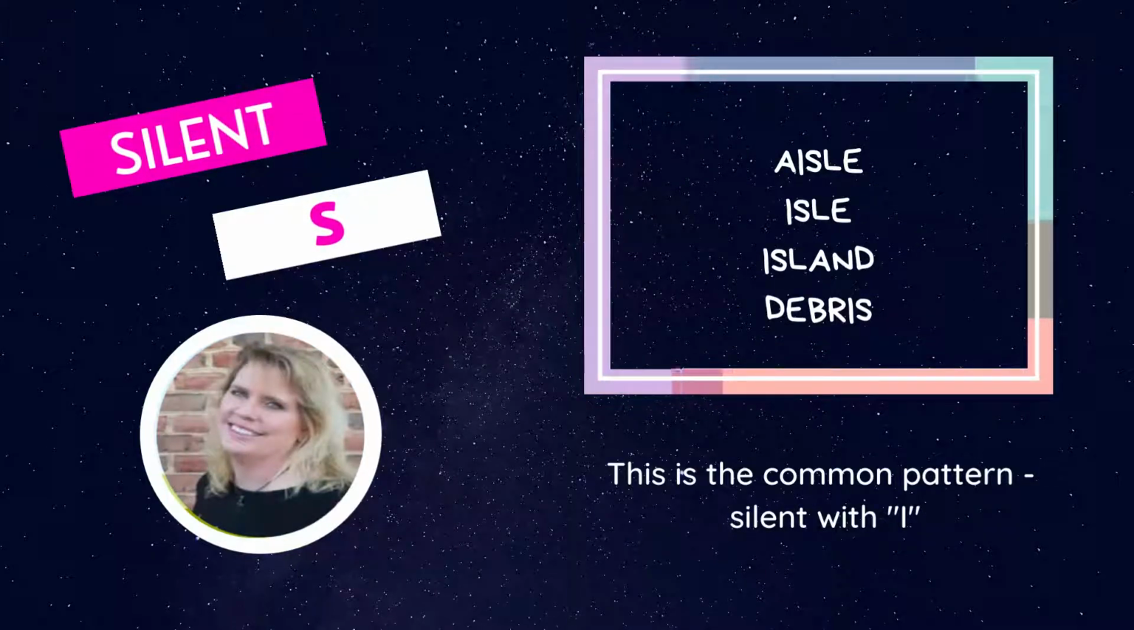Silent S is only with an I in front of it. So we have aisle, like in a grocery store, isle, like an island, and debris. Those are the 4 words here.